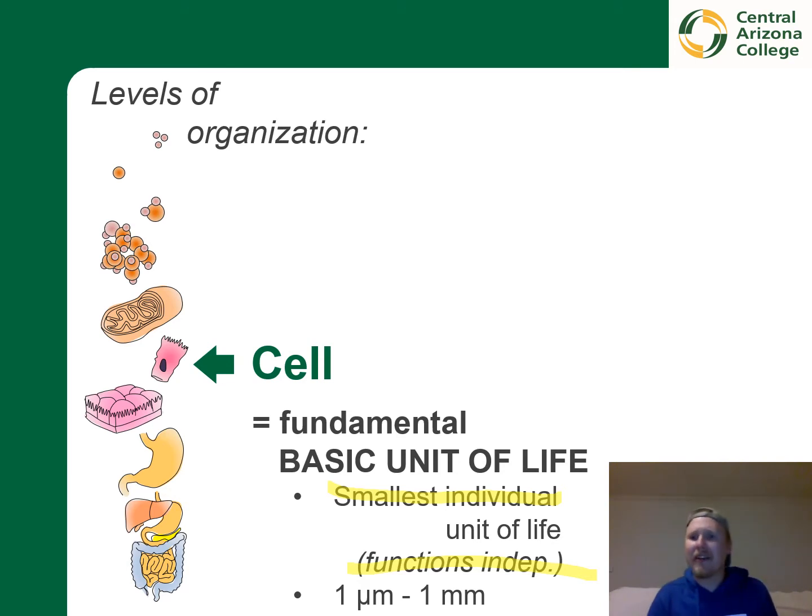What's to note here is that actually the scale may differ from that, but that is the general scale that most cells fall into. A few odd examples include, for example, a nerve cell in our spinal cord, which can be up to 1 meter in length. But this is more of an exception than a rule.